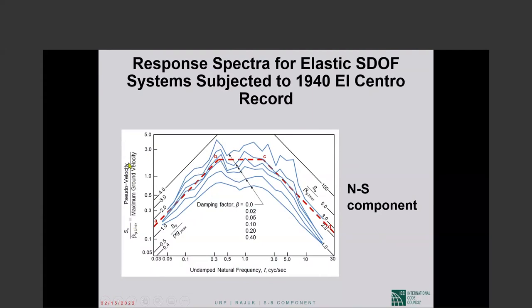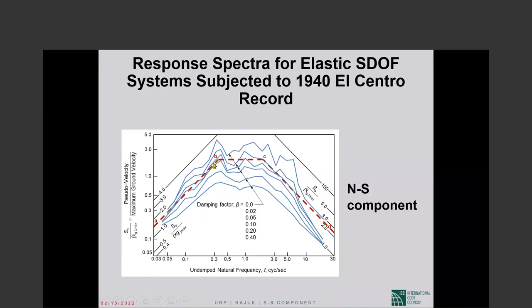So this is spectral pseudo velocity on the x-axis. This is the constant velocity part of the spectrum. This part at high frequencies or low periods is the constant acceleration part of the spectrum. Along this part, the spectral accelerations are constant. And at these low frequencies, high periods, it is the constant displacement part of the spectrum. The spectral displacements now are constant along that branch.